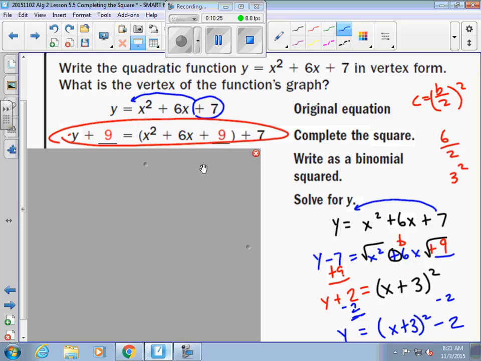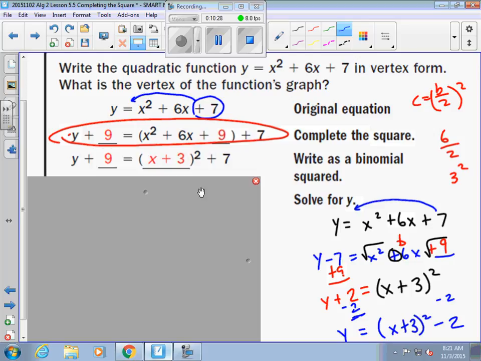So let's go back through the steps they're using. Write it as a binomial squared. So that's the same thing we have here. X plus 3 squared. Again, they still have that plus 7 hanging out on the right.